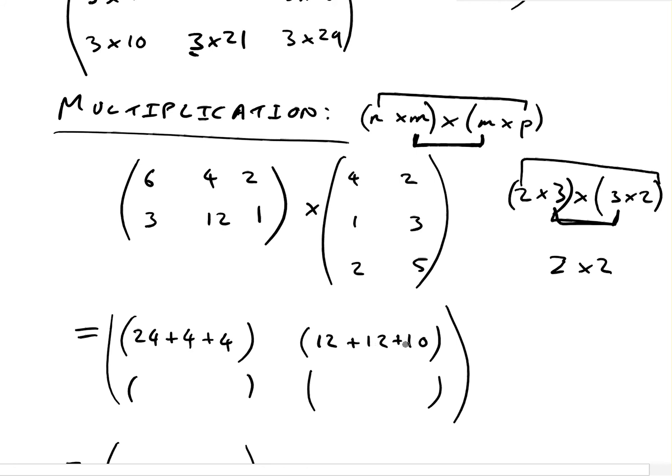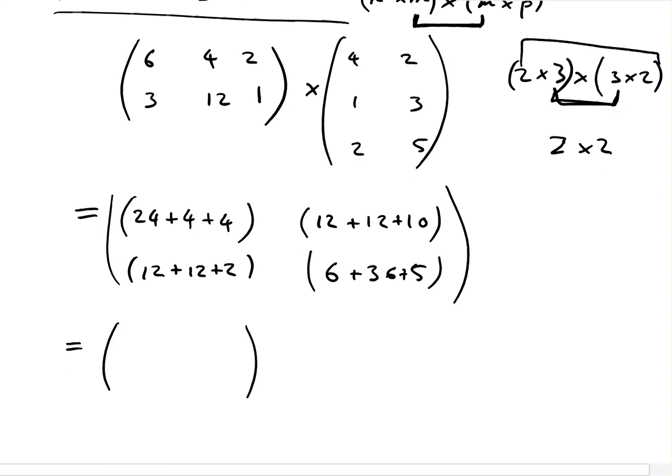Okay, likewise, this is the second row, first column, so I'm going to be looking at the second row of this matrix and the first column of this matrix. So it's 3 times 4, 12 times 1, and 1 times 2. And I'm going to add them all together. Okay, and likewise, this element down here is the second row, second column. So we're looking at the second row of this matrix and the second column of this matrix. So 3 times 2, 12 times 3, and 1 times 5. And I'm going to add them all together.